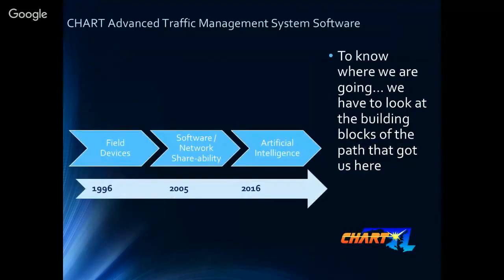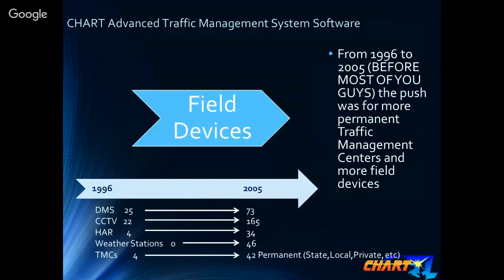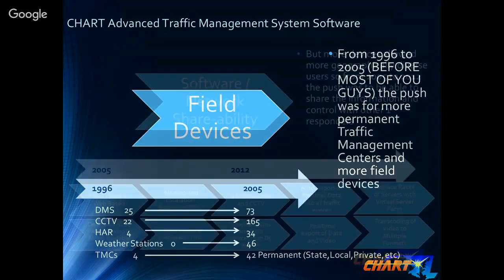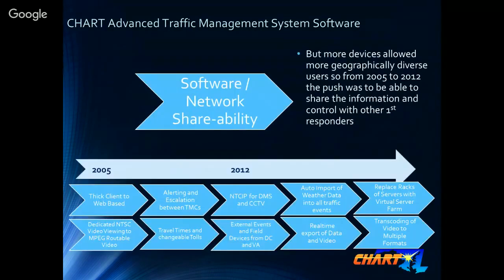All right, so where are we going? Let's look where we were in the past. Back in 1996 to 2016, kind of breaks down by field devices, software network shareability, and artificial intelligence. Initially, when I first got here, the push was for more permanent traffic management centers and more devices. So during this time period, we really started deploying a lot of devices out there. Okay, but now if there's a lot of devices out there and more traffic management centers, they can't all get on the phone and talk to each other to try to figure out who gets control over what devices.